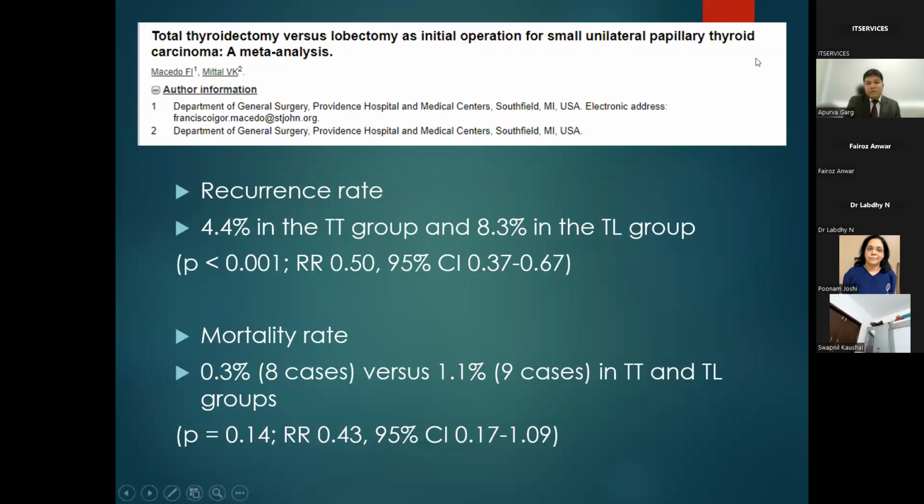carcinoma, bilateral lobar resection has less chance of local recurrence, regional recurrence, and loco-regional recurrence. Then total thyroidectomy versus lobectomy in unilateral papillary thyroid carcinoma by Macedo et al. showed that recurrence rate was 4.4% in the total thyroidectomy group versus 8.3% in the lobectomy group. Here the P was significant. Mortality rate was 0.3% versus 1.1% in total thyroidectomy versus lobectomy group.